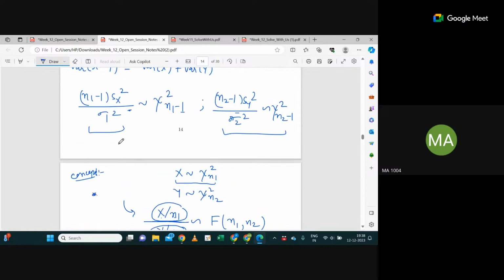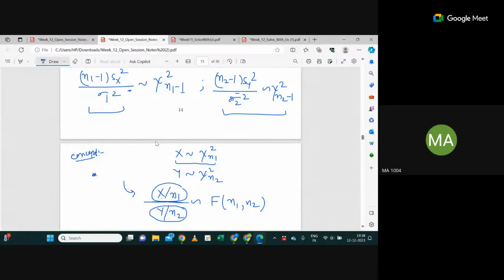Now, why I'm going like this, I will tell you. If you have two samples, how will you proceed to check the variability? Now, what is this? This is one chi-square distribution, right? And this is another kind of chi-square distribution. Yes or no? This one.